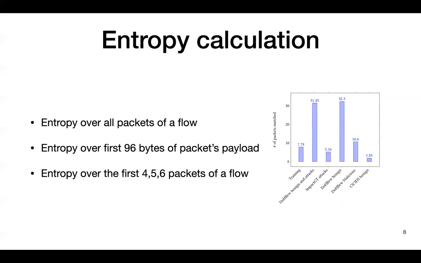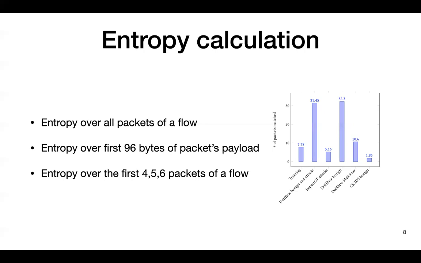In the first case, we identify all the packets belonging to one flow and calculate the entropy feature of the merged packets' payload. In the second one, we only considered 96 bytes, and in the third case, we started with n equal to 6 and went down one by one until we reached the point of 4, when performance metrics were the same as the entropy calculated over all packets of a flow.